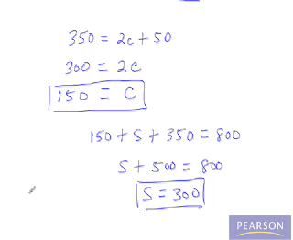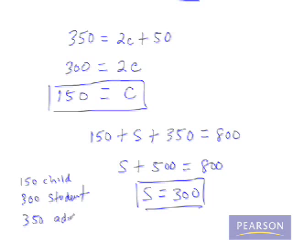So the final answer to this problem: we had 150 children's tickets sold, 300 student tickets sold, and 350 adult tickets sold.